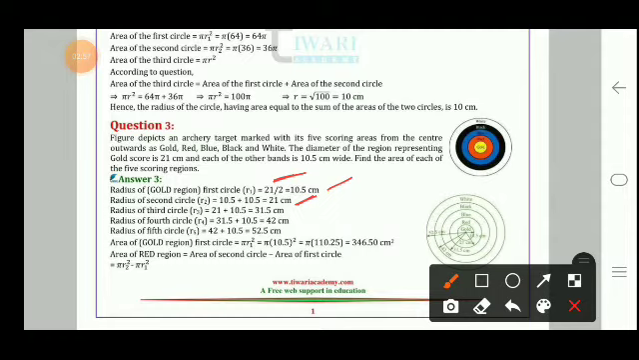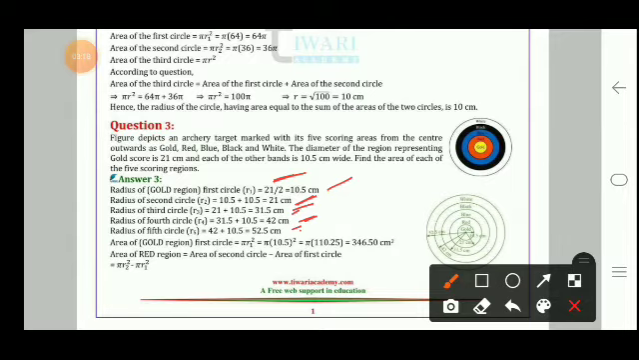Radius of the third circle R3 is 21 plus 10.5, which is 31.5 centimeter. Radius of the fourth circle R4 is 31.5 plus 10.5, which is 42 centimeter. Radius of the fifth circle R5 is 42 plus 10.5, which is 52.5 centimeter.